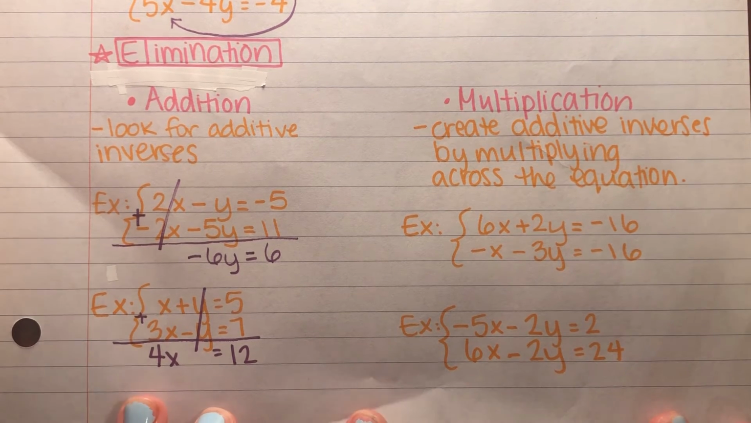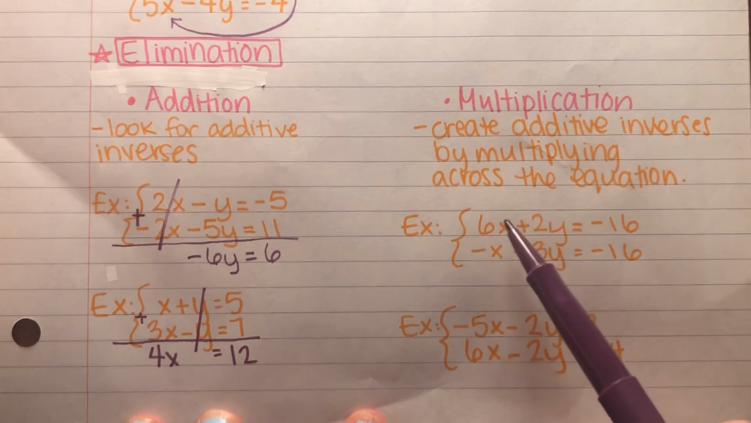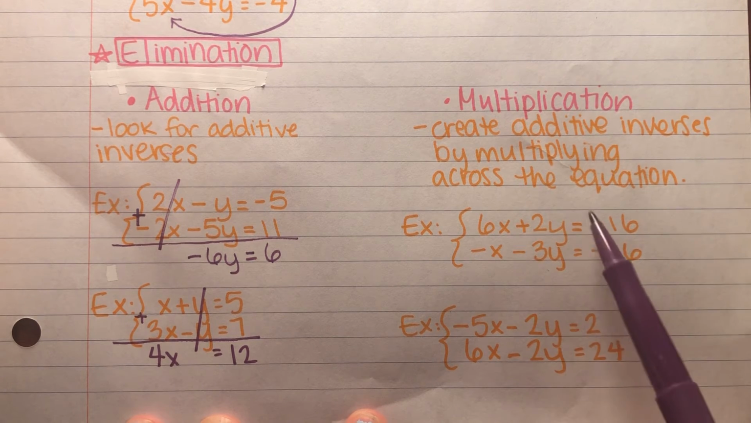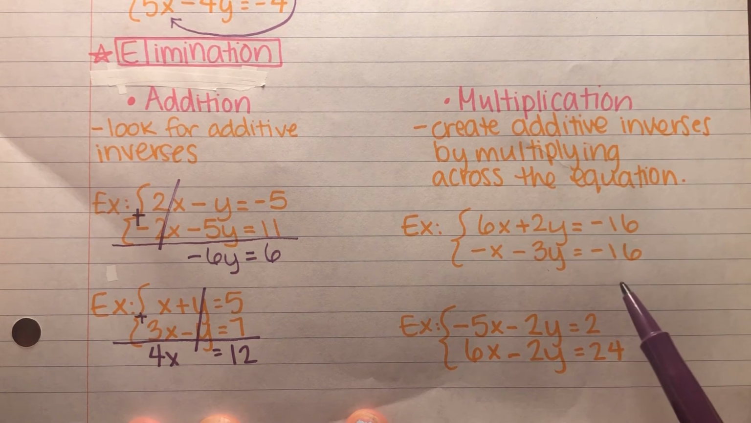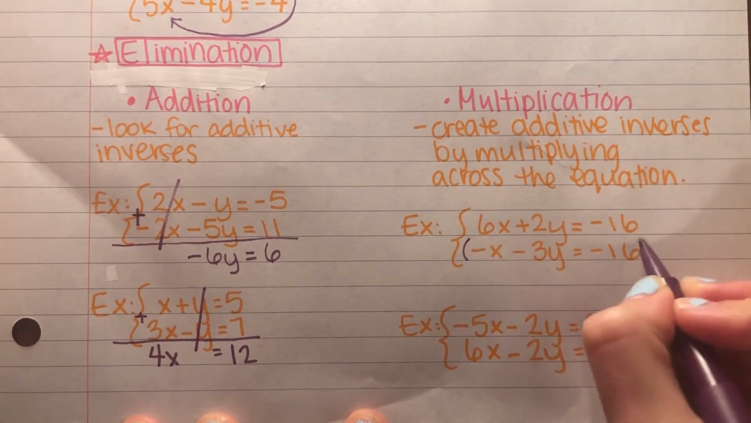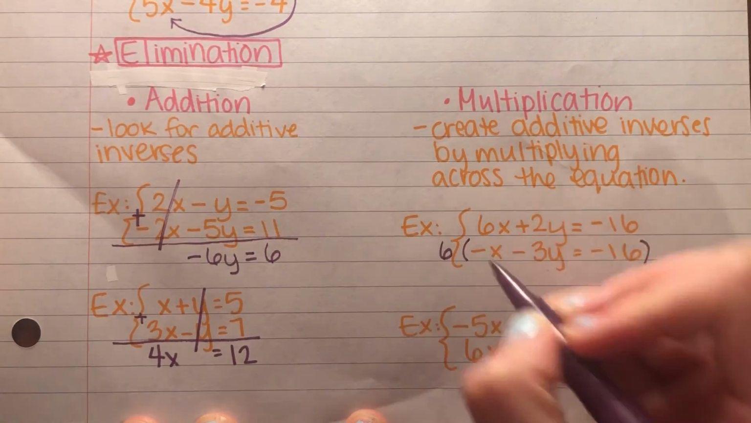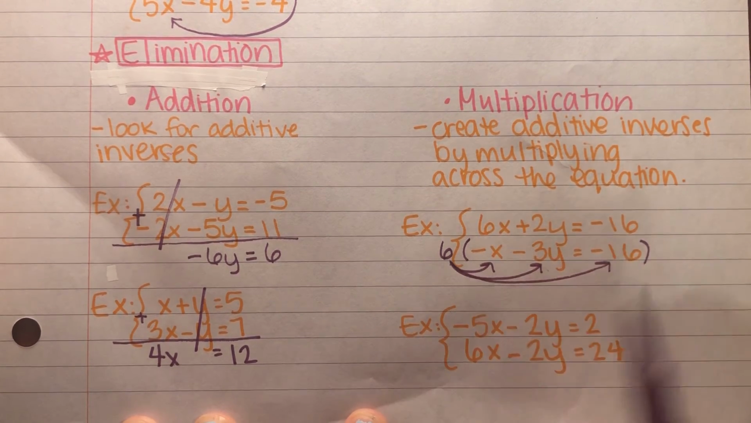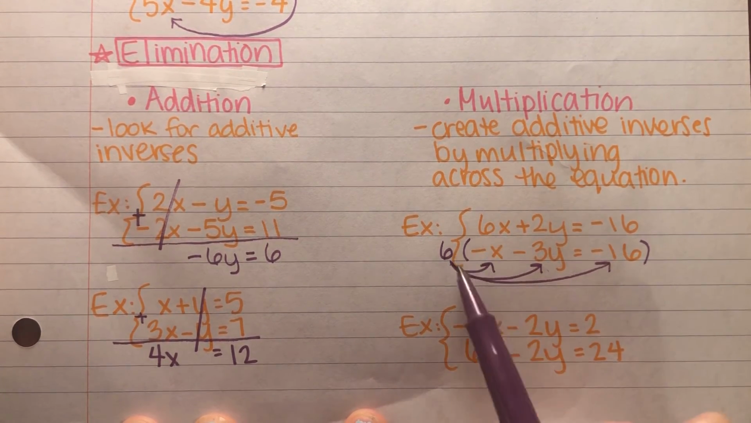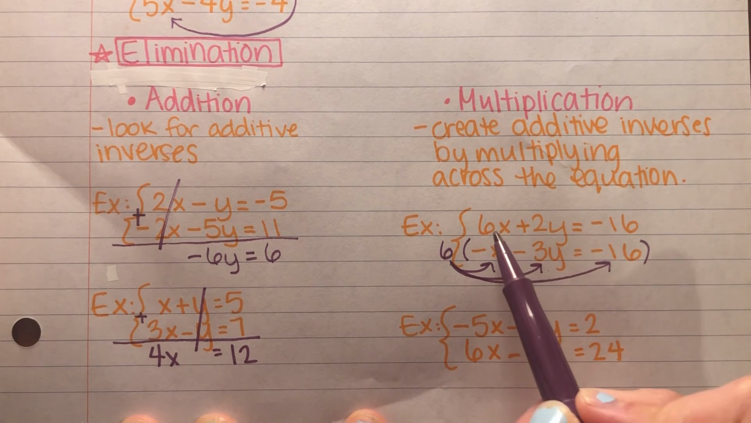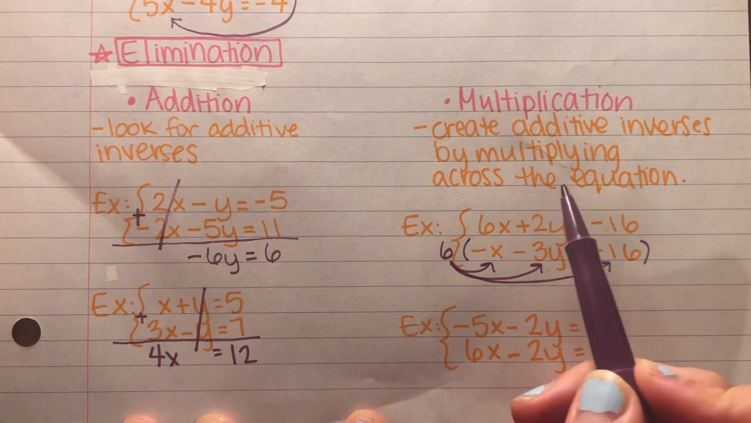So if you don't see any additive inverses, but all of your terms are lined up, our x's are lined up, y's are lined up, equal signs lined up, and our constants are lined up, we can multiply across one of our equations. So here, if I multiply across my second equation by 6, and I distribute that 6 all the way across my equation, my x term will be negative 6x. And so, of course, when I add them together, 6x plus negative 6x is 0, so those are going to cancel out.